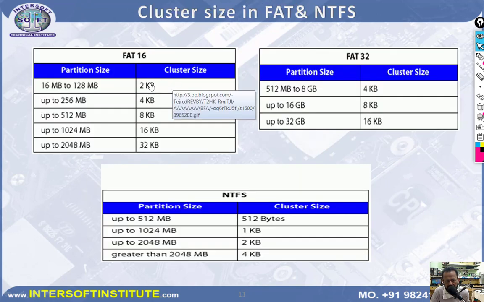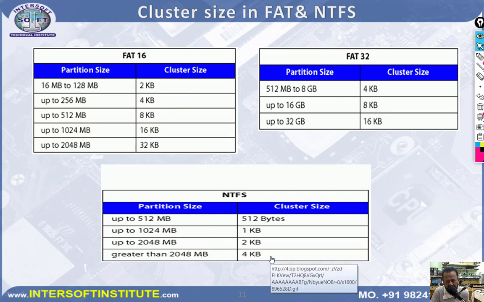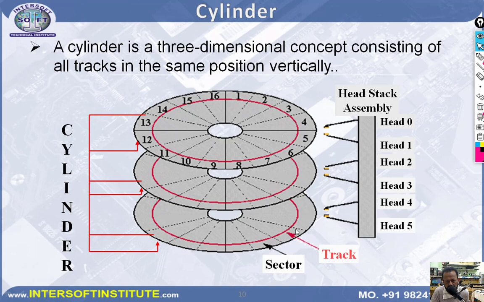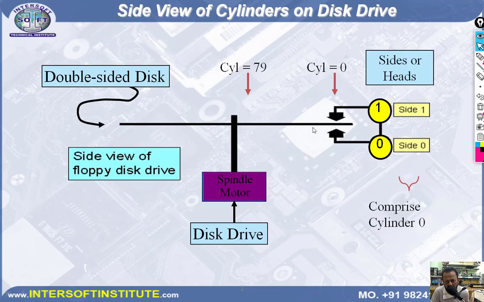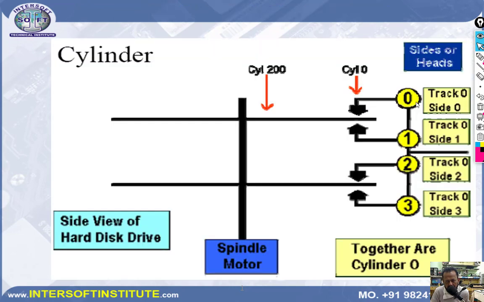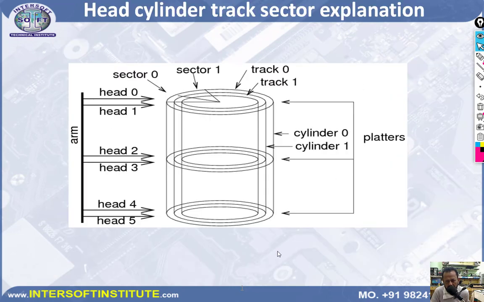In older times the cluster size was very big, with FAT16. Now with NTFS, for hard disks greater than 2 GB, the 4K cluster is fixed. Like this you have seen the platter, head 0 may be counted from top or bottom. One platter has 2 heads like this, and it will read from here onwards. If there is only one platter, then 2 heads; 2 platters, then 4 heads; 3 platters means 6 heads, 0 to 5.